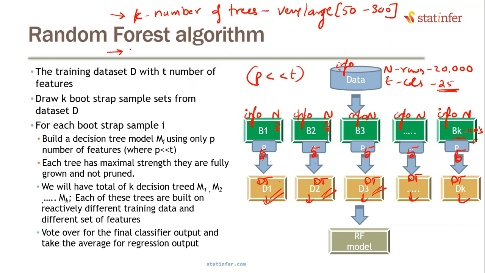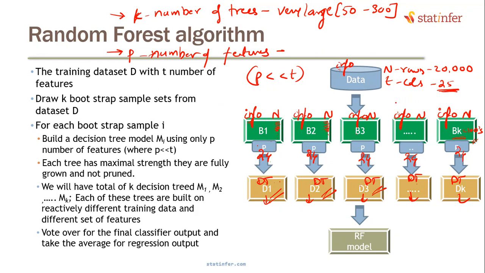The second hyperparameter, the number of features, P, that is also in your hand. I'll tell you the mistake that people do. You know what? P is in my hand. I want to build the best decision tree here. Let me choose P equal to 24. Let me choose 24 out of 25 features. Everywhere I am picking 24 features out of 25 features.